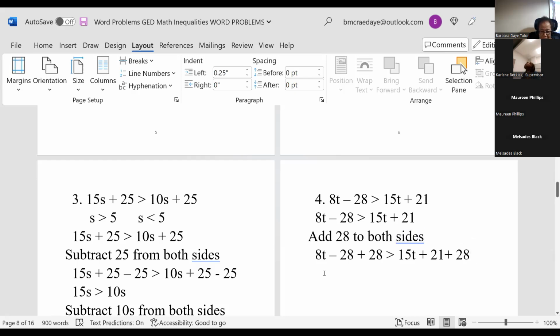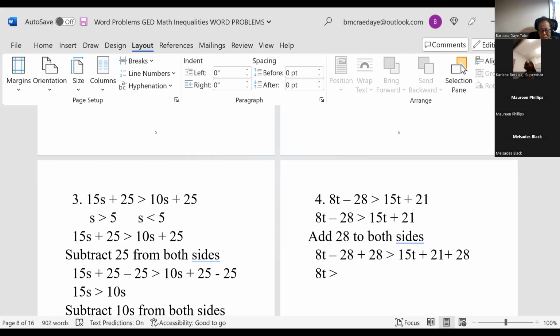Now, what do you get on the left side, Mercedes? 8t minus 28 plus 28. What do you get? I would cancel the 28, so I'm going to get 8t. Okay, very good. 8t, and that would be greater than. Now, what do we have on the right side?